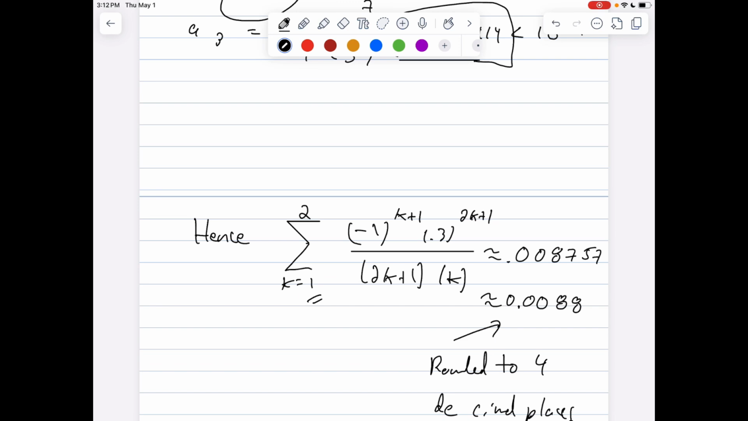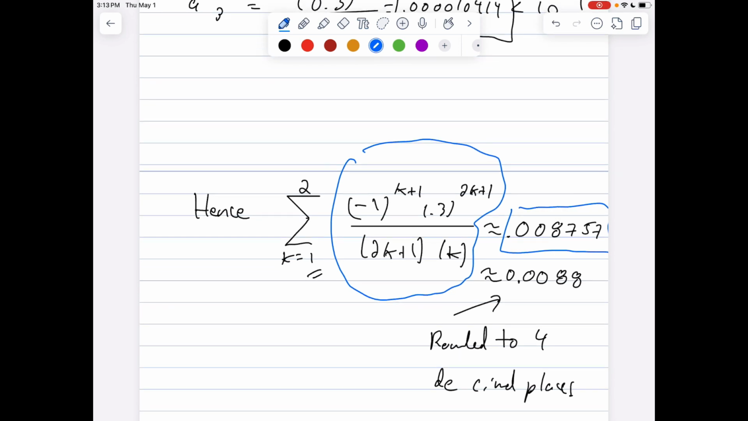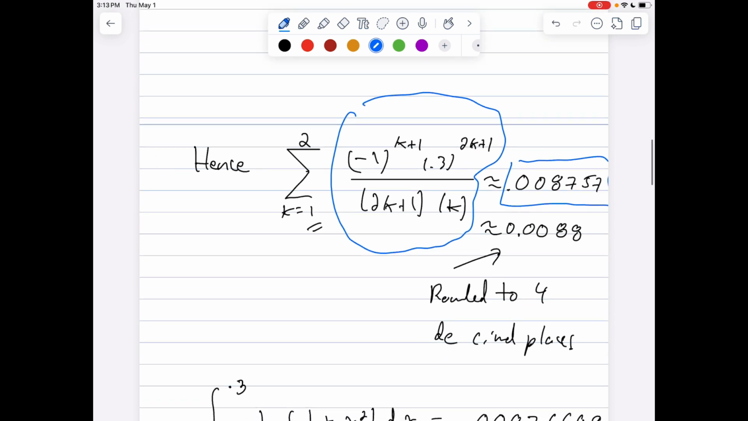And if you actually try to find the sum, the way that works is that you would go from your starting point of 1 to the value of k that worked for the error bound, which was 2. You would plug 1 into this whole sequence, and then 2, add those two numbers, and you get 0.008757, which is approximately equal to 0.0088 if you round it to 4 decimal places. So that would be our answer.